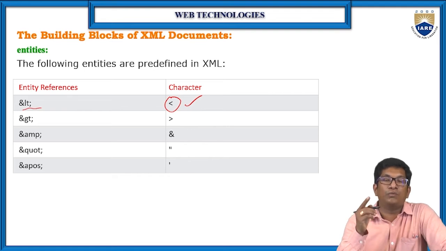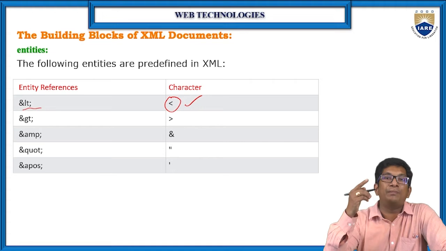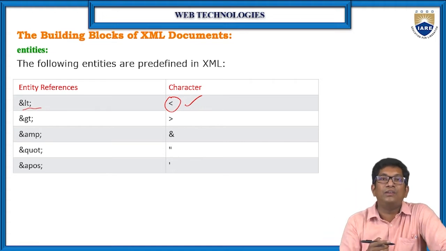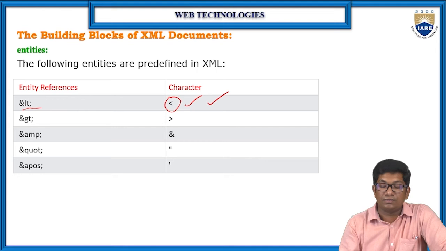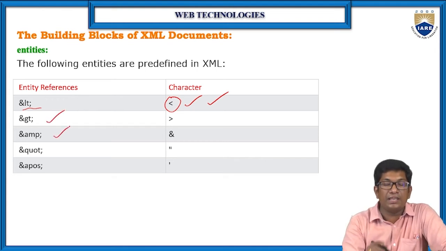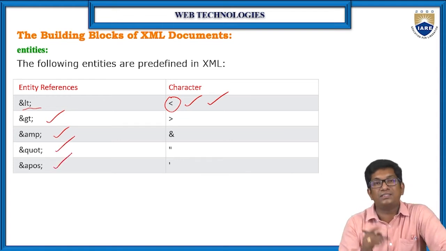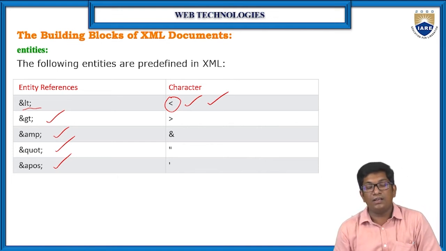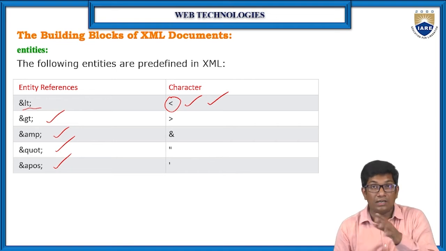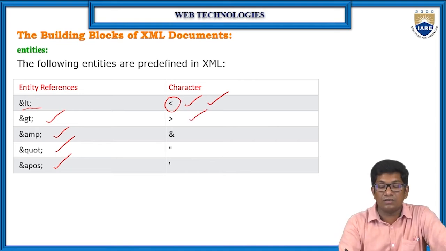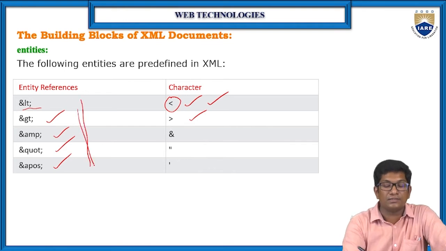When you execute or open the XML document, the XML parser will parse it and replace the value with the less than symbol. So this is converted by the XML parser. Ampersand gt is the greater than symbol. Ampersand amp is the ampersand symbol. Ampersand quot is the double quote. And apos is the single quote. So these are entity references. In XML, we can't write these symbols directly, so we have to use entity references.